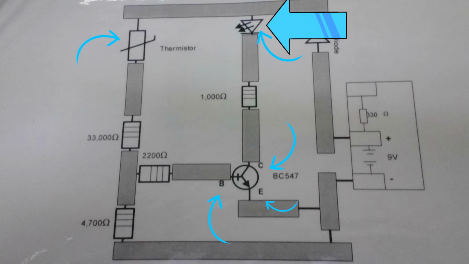Now, the purpose of this little bit down here is to split the current and route it back so it completes the circuit, and now we have returned to the cell.